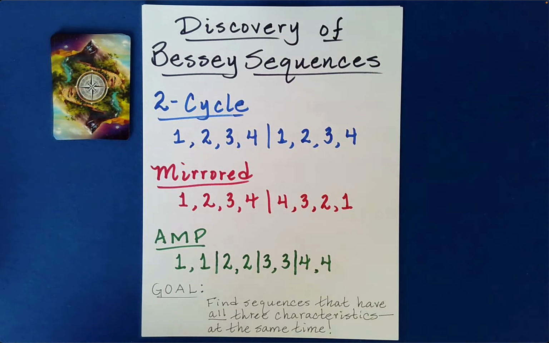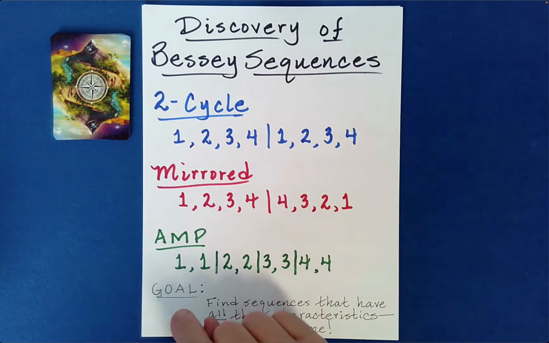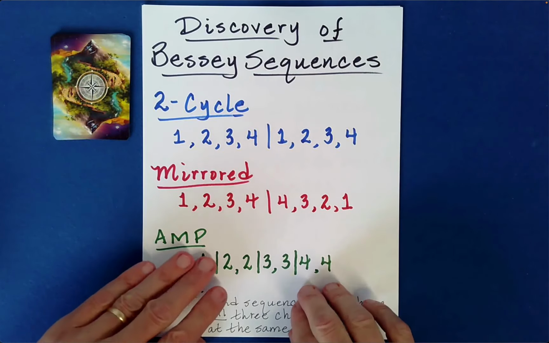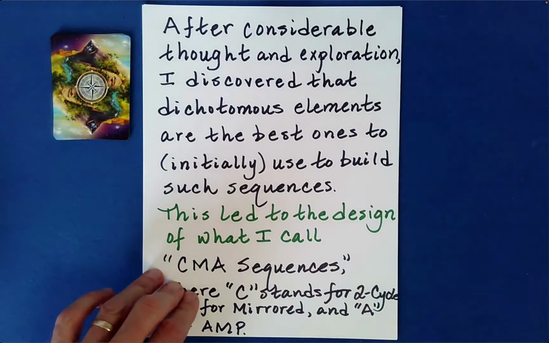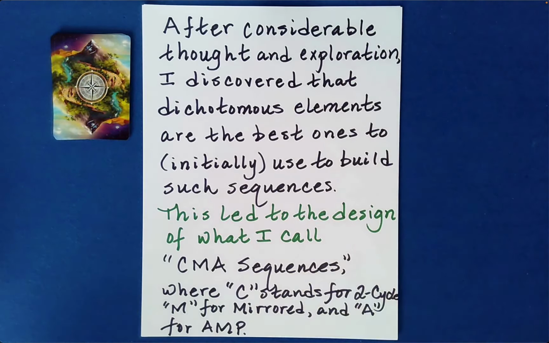I thought, is there any way to come up with a sequence that is a two-cycle, and it's mirrored, and it's AMP, relative to certain categorical relations? So that got me thinking and exploring what is possible. After considerable thought and exploration, I discovered that dichotomous elements, these are elements that naturally break into two possibilities, yes, no, on, off, up, down, red, black, 0, 1, are the best ones to initially use to build such sequences.